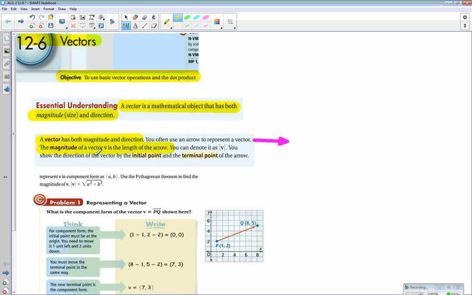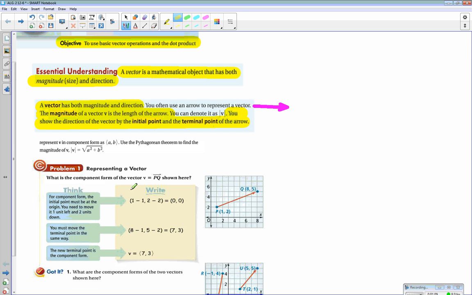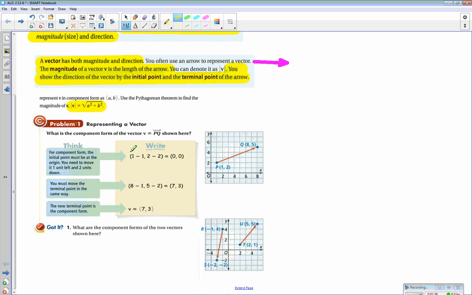You show the direction of a vector by the initial point and the terminal point of the arrow. So if you want to find the magnitude of the vector, you take the A component of your terminal point and the B component of your terminal point and use the little Pythagorean theorem. Okay, so let's start doing stuff with this.